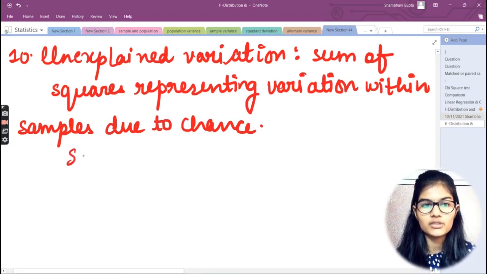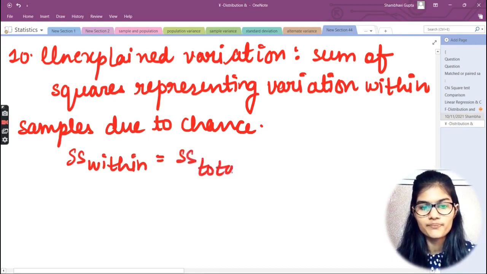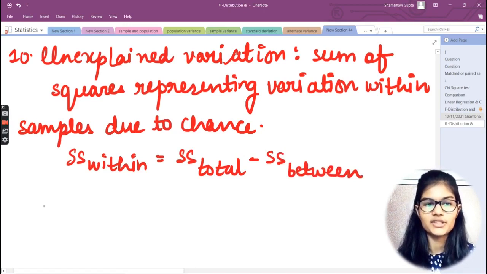So what's the value for that? It is SS width. Sorry, it's not width, it's within. So SS within is equal to SS total minus SS between. Right? So yeah, this is done.